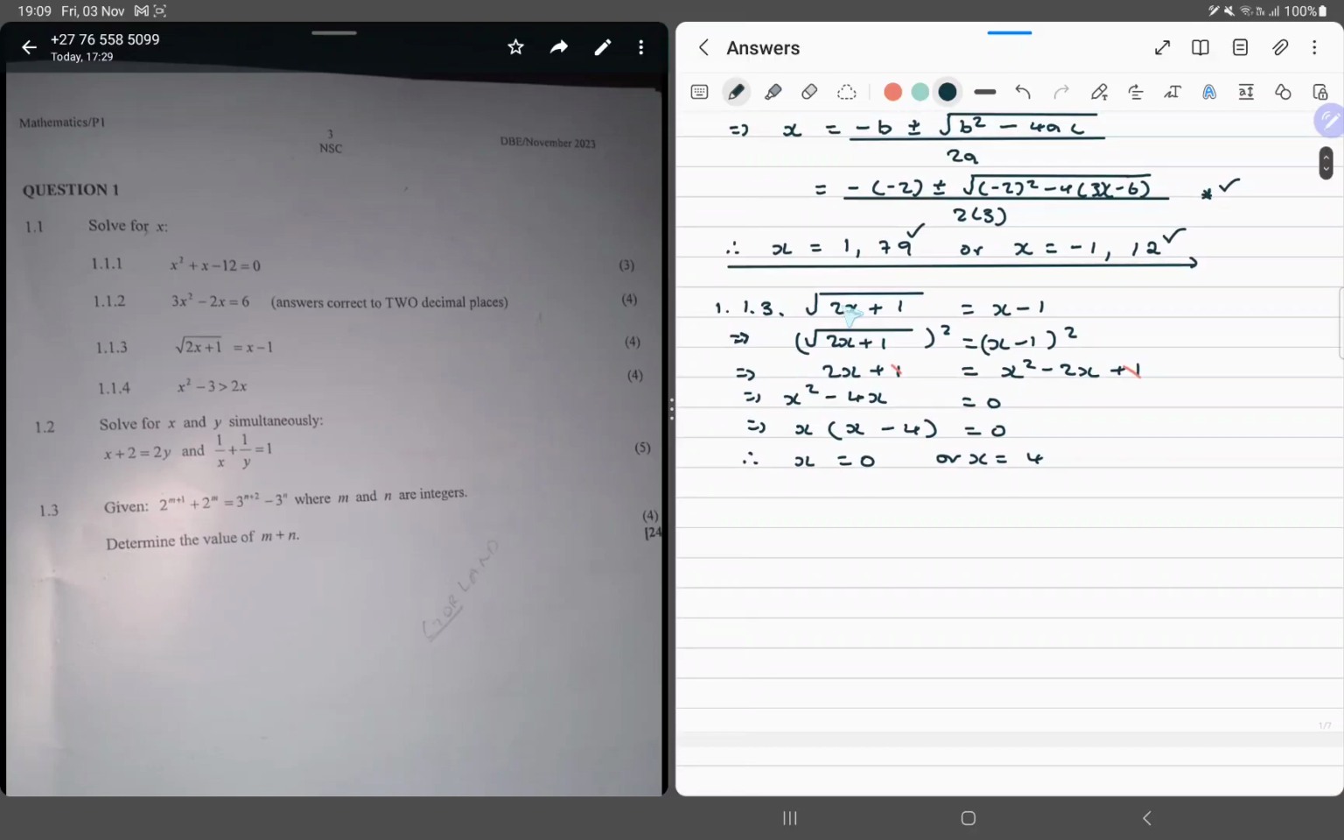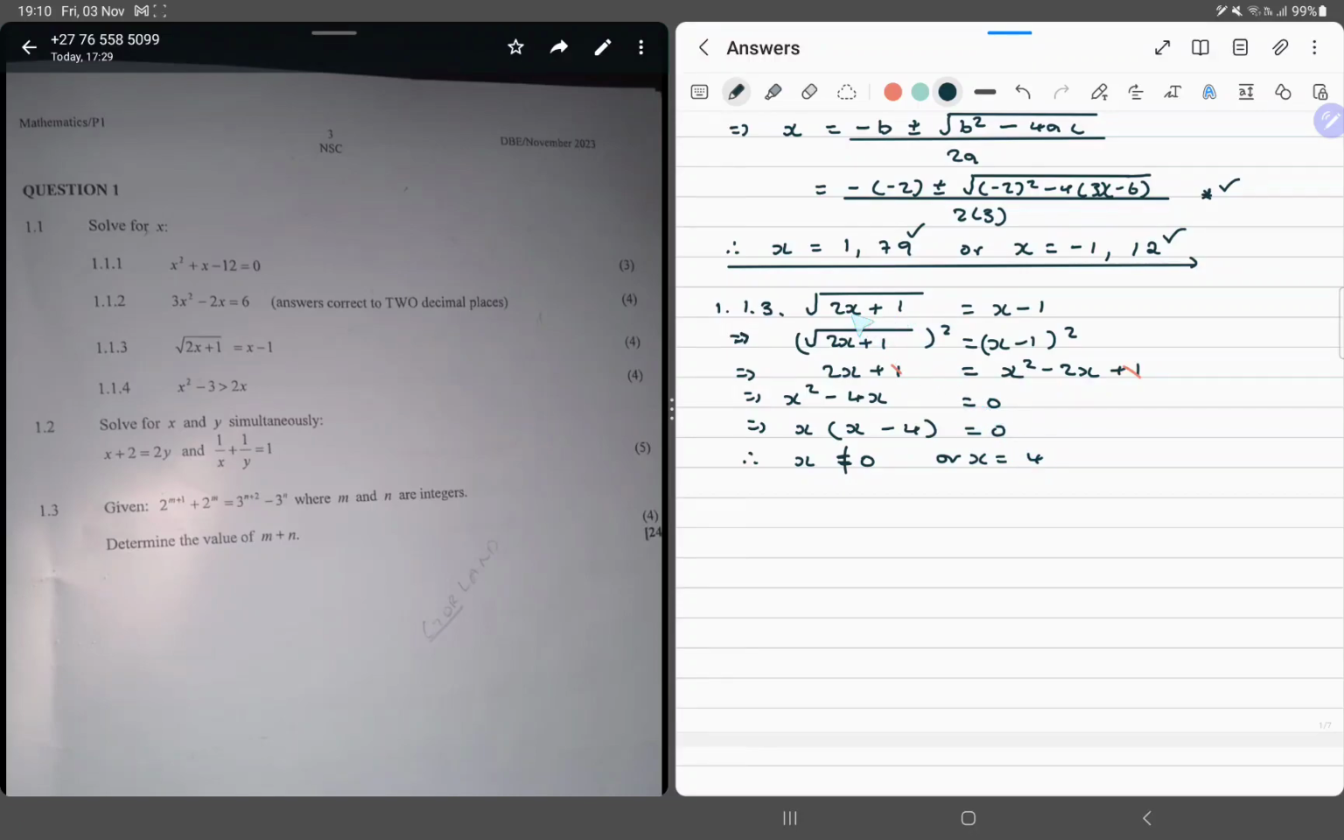So let's see, when we put 0 in there, we get 2. 2 plus 1 is 3. No, you're lying. When you put a 0 there, it's going to be 0. So we've got 1. Square root of 1 is 1. Good. But when we put a 0 there, we get minus 1. So 1 is not equal to minus 1. So the left-hand side is not equal to the right-hand side. So we reject that solution.